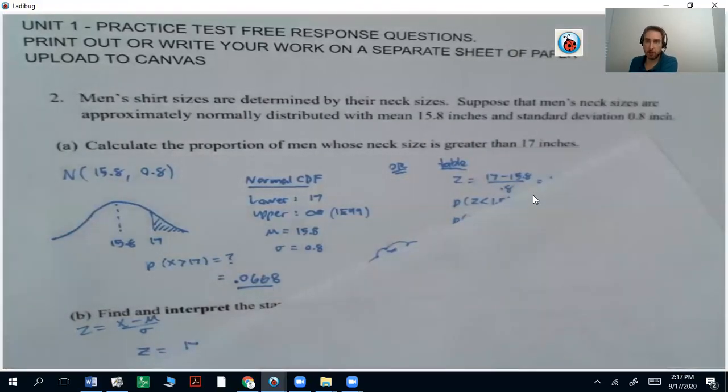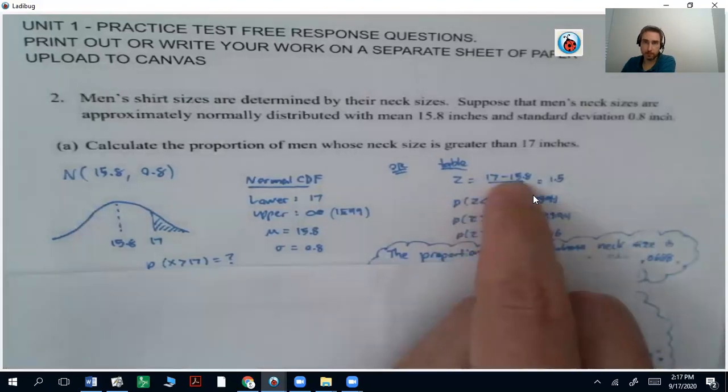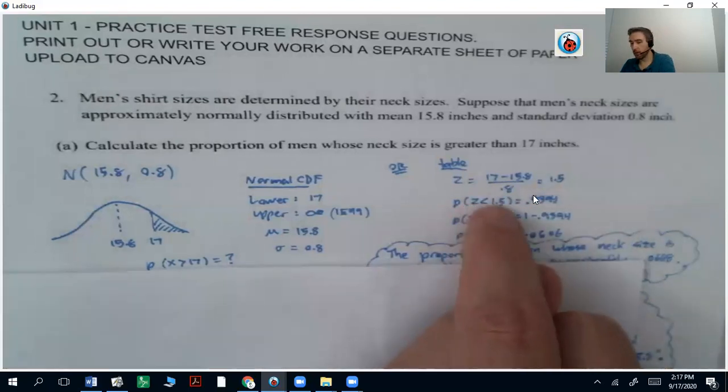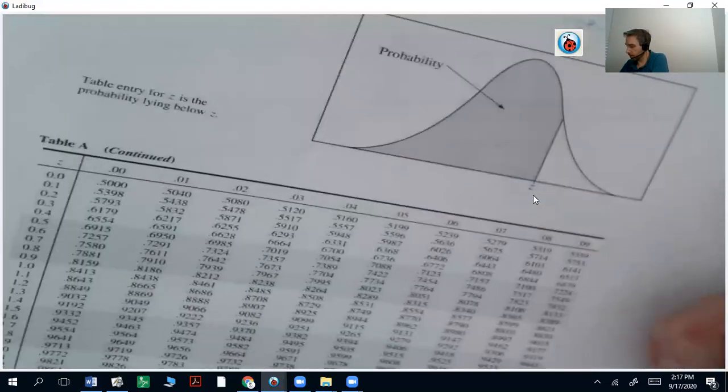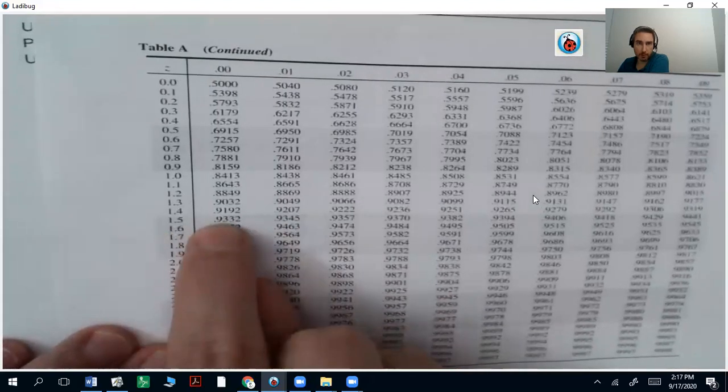Or you can do the z-score. That gets you a z-score of 1.5. Remember, the table only goes below that number. So if you're looking at a z-score of 1.5, 1.5 is going to be 0.9332.